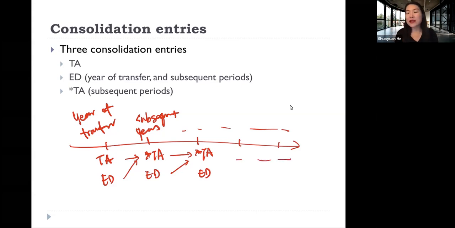So every year following the year of transfer, we need to make consolidation entry star TA and ED. The accounts we record for the star TA entry are the same each of the following years, but the numbers we record for those accounts will be different. I'm going to talk about this more specifically later when we go through the example.